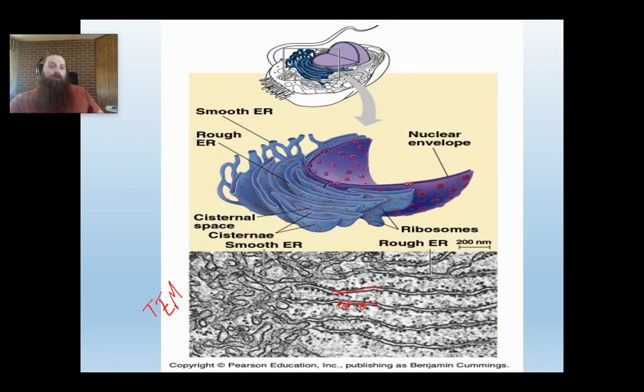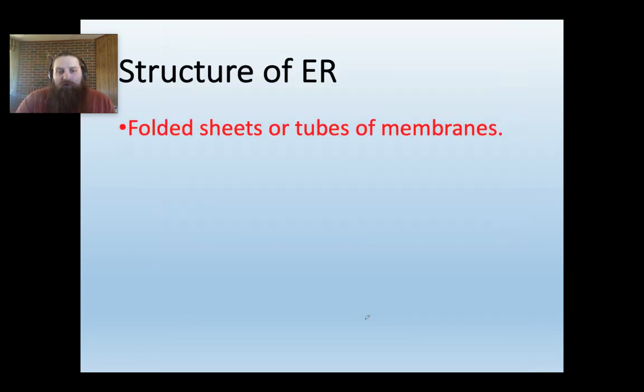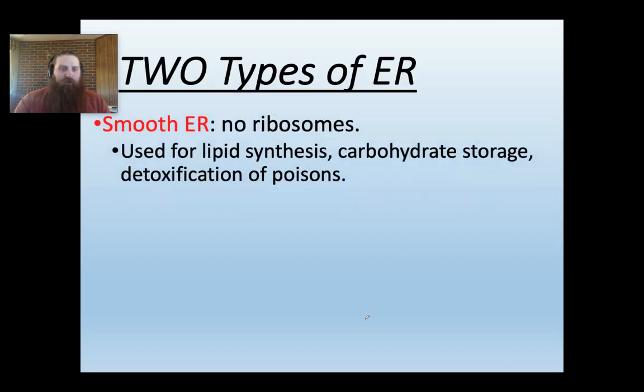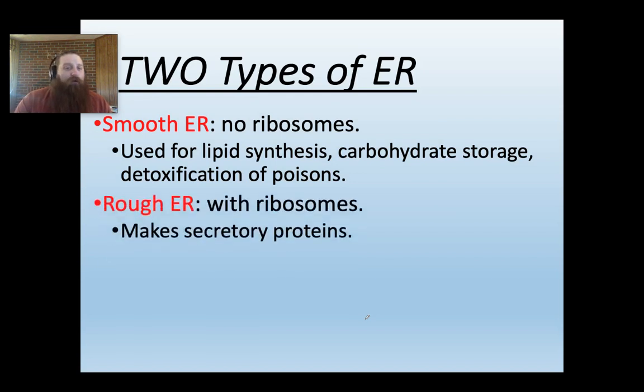ER. As far as its structure, okay, it's just a folded sheet. It's got all these tubes and they're wrapped around each other. It's very fluid. It can change shape. It can change size. And there are two basic types. There's the smooth ER, which has no ribosomes on it. And there's the rough ER. It has ribosomes stuck to it. So this is where we find our bound ribosomes. All right. Our bound ribosomes are on the rough ER.